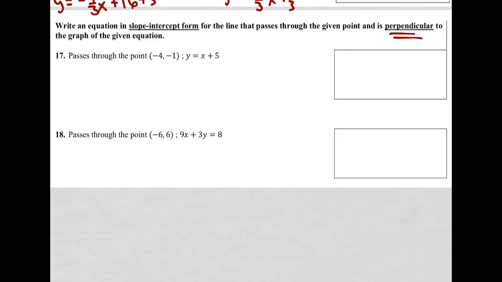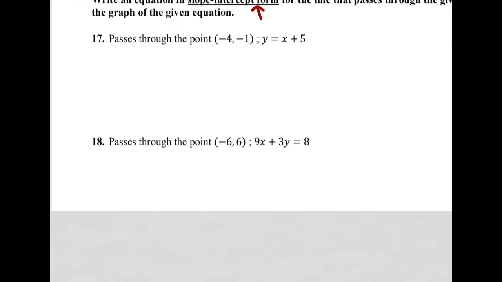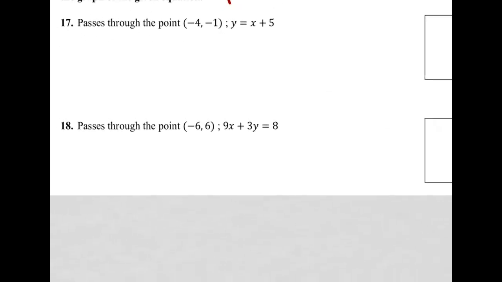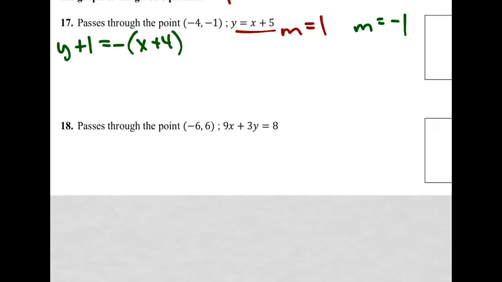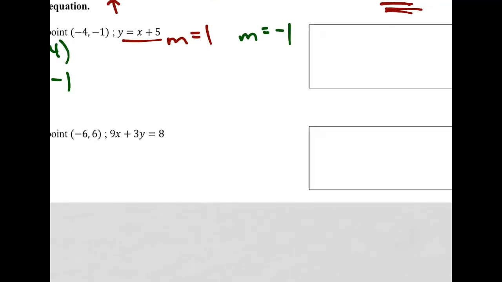Again, I've zoomed out here so that you can see that we're dealing with perpendicular, but we're still going to do slope-intercept. Okay, so the slope of this line is 1. So the opposite reciprocal slope, opposite would be negative, reciprocal is still going to be 1. So the slope that I need to use will be negative 1. So we'll go with y minus y equals slope times x minus x. Okay, so distribute the negative. Subtract 1 from both sides, and that would be your final answer.